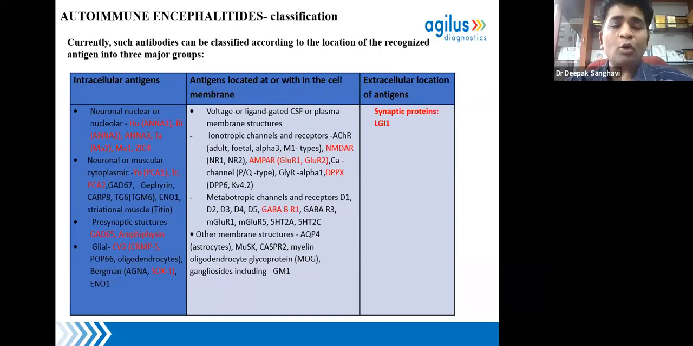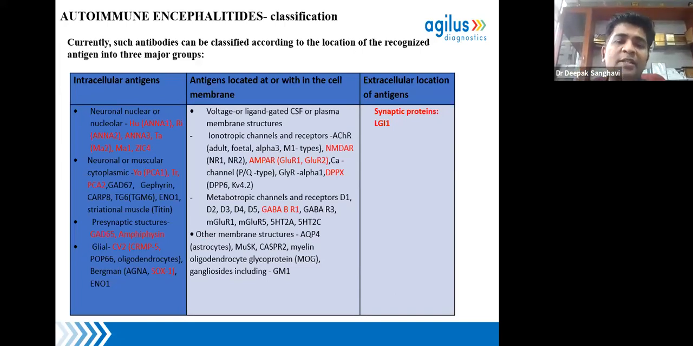Then there are antigens located at the cell membrane and antibodies will be against them. For example, the ionotropic channels and receptors, that is the acetylcholine receptor antibody, which is very commonly found positive or commonly prescribed, that is AChR antibodies, NMDA receptor antibodies, AMPA receptor antibodies, which includes GluR1 and GluR2, and DPPX antibodies. There are voltage-gated calcium channel antibodies also, which is rarely asked. Then there are metabotropic channel and other receptor antibodies, which mainly include the GABA antibodies, which are the inhibitory antibodies. So they are against the antigens at the cell surface.